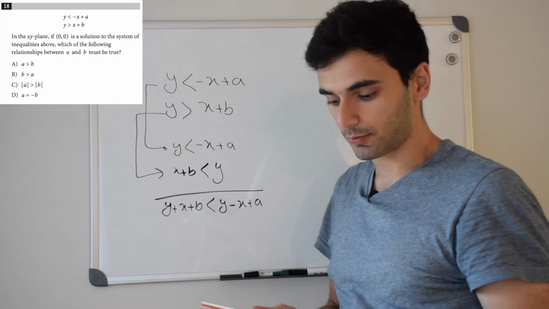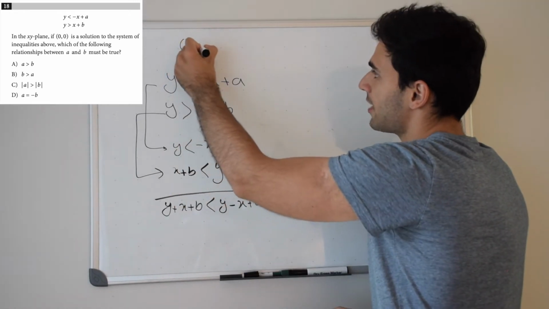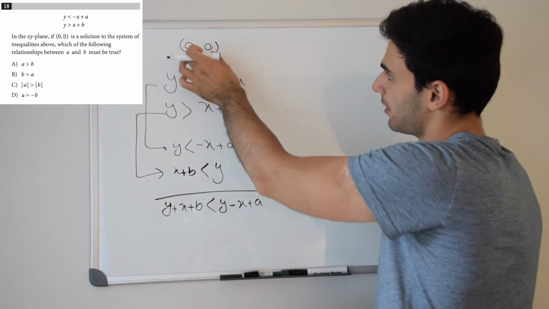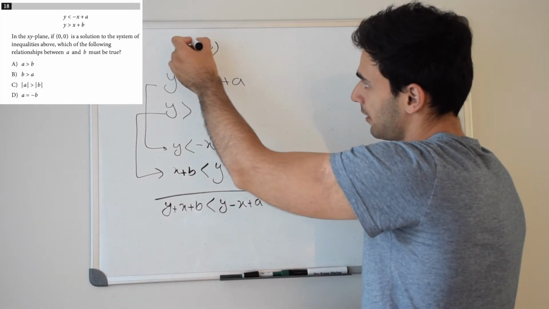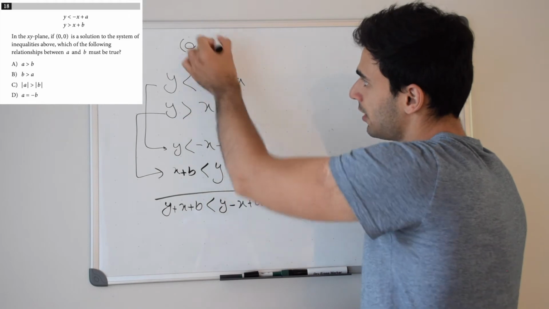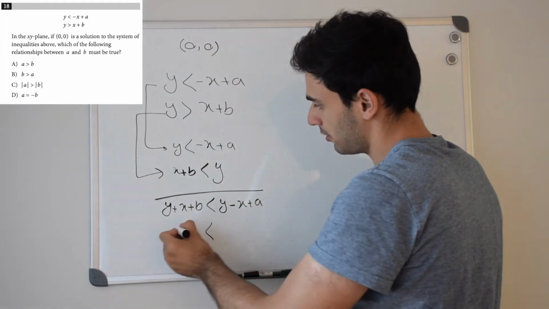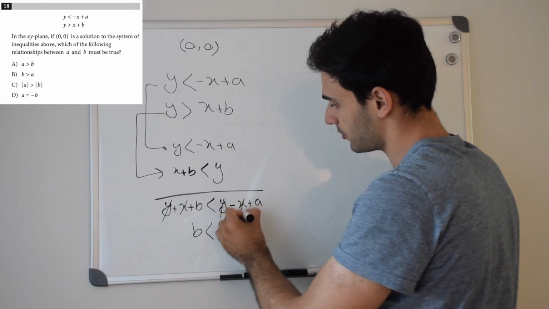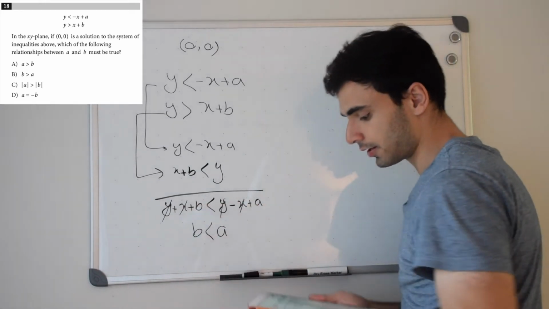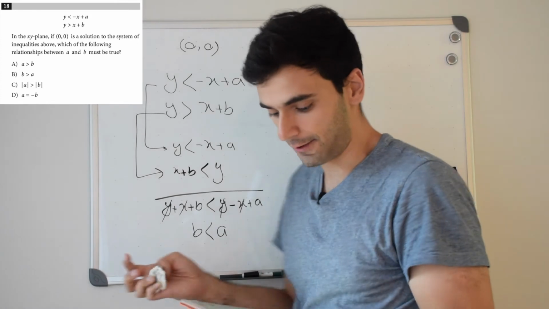Now, this would be true if I substitute x with 0 and y with 0. So this is going to be 0, 0, b, 0, 0, a. So a is going to be bigger than b. The answer is A.